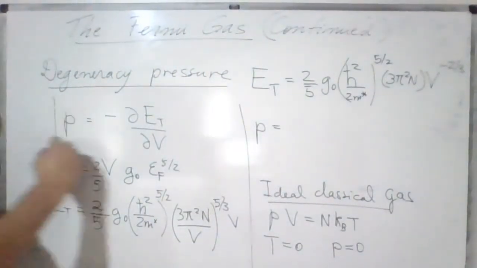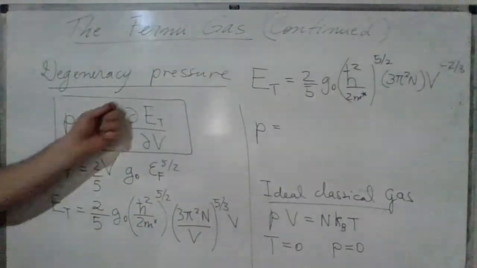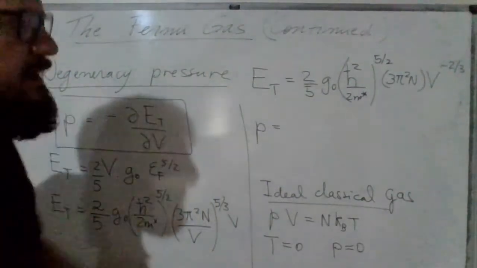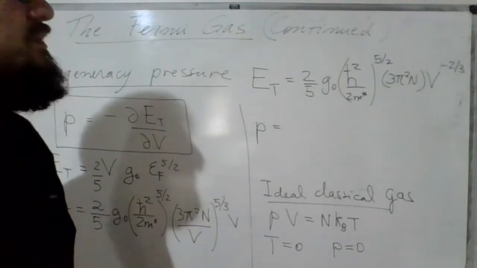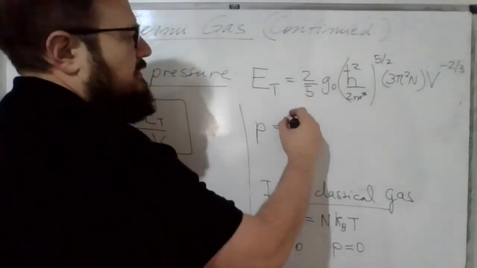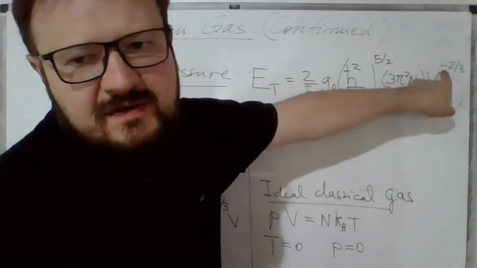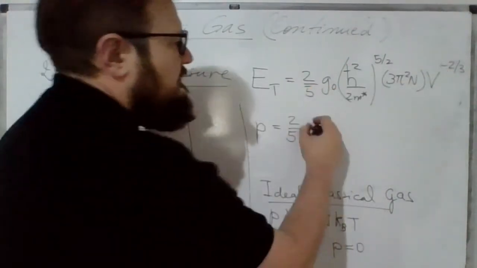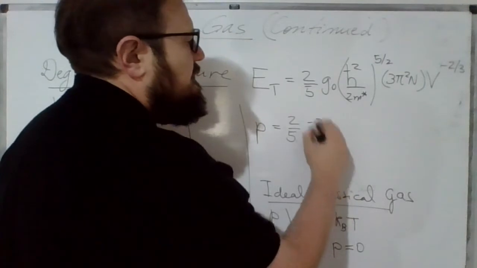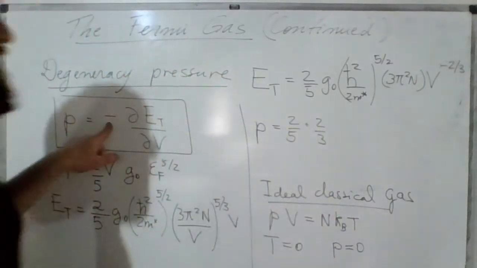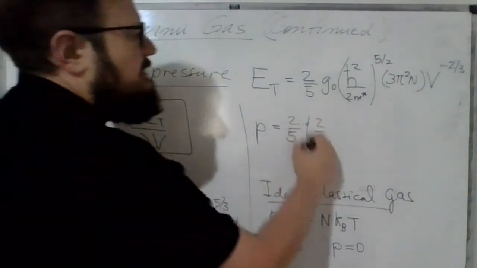According to thermodynamics, the pressure is the derivative of the energy with respect to volume, and in this case you will find 2/5. A minus compensates that factor. You'll have a minus 2/3. But this minus is cancelled.